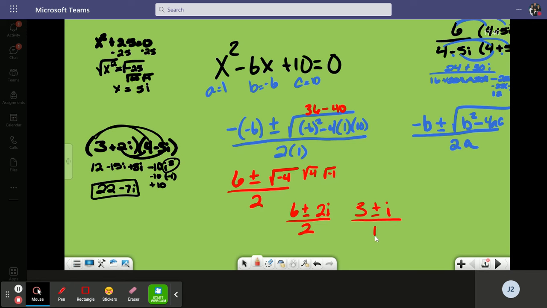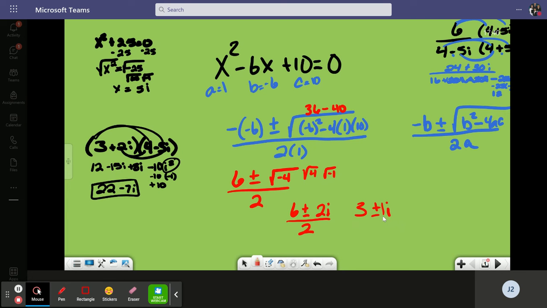And do I need to write that 1 under there? No, we don't have to write the 1, just leave it like that. You could put the 1 there, but it still would be right.